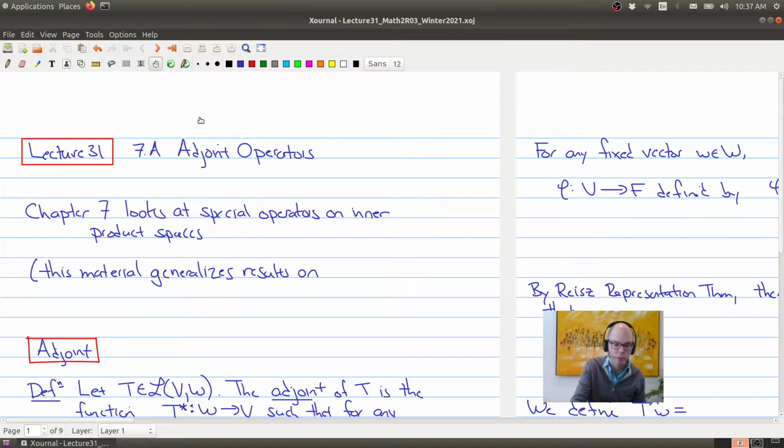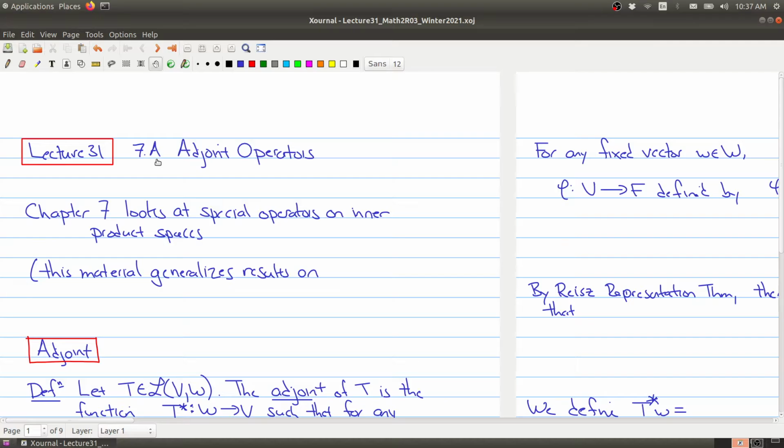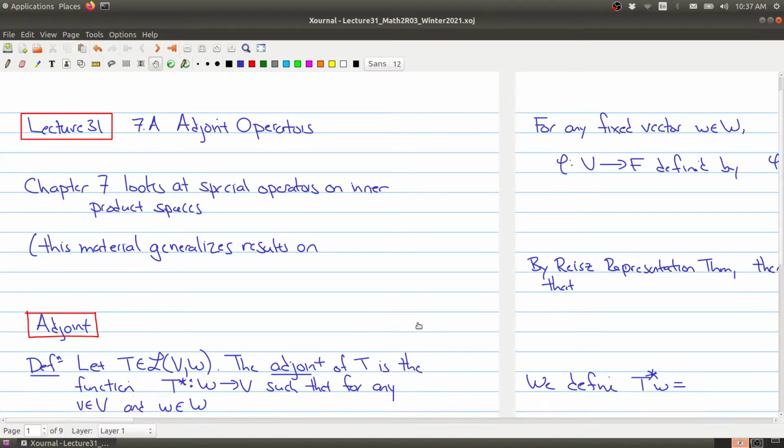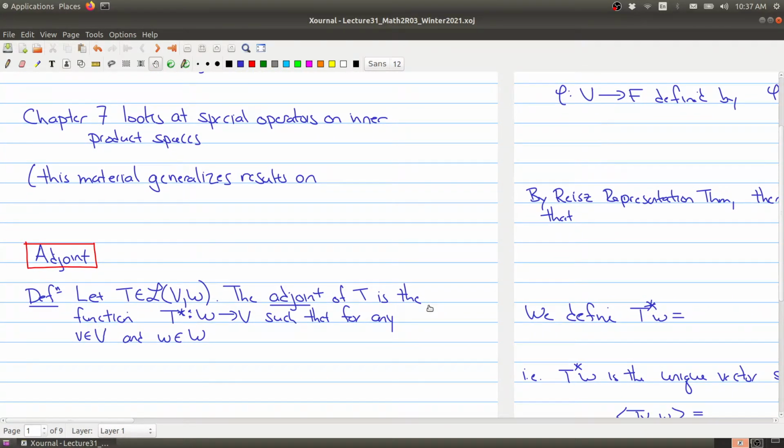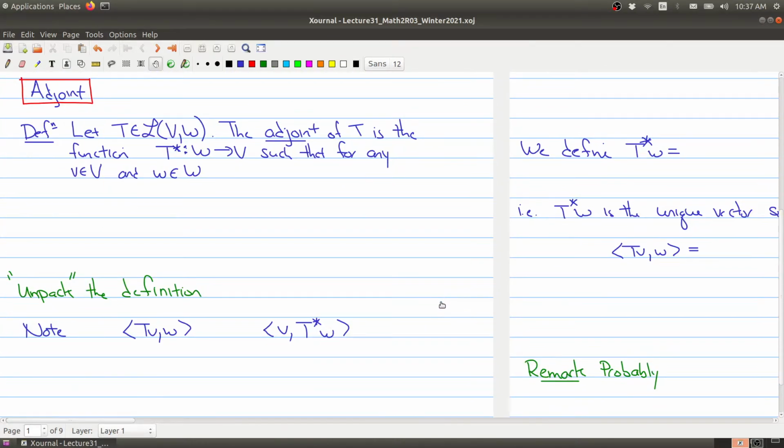And the first one that we're going to look at is what's called the adjoint operator. So that's what the very first part of today's lecture is going to be about, is what is the adjoint. Okay, so let me go over the definition of the adjoint.